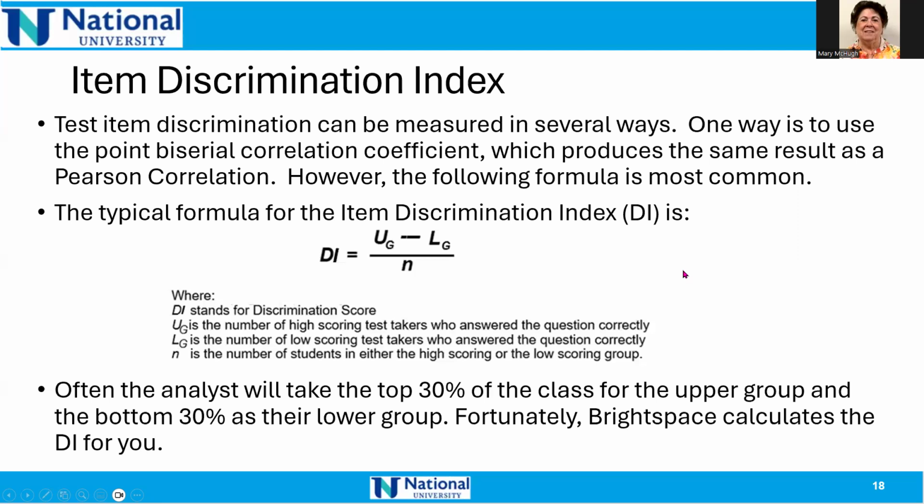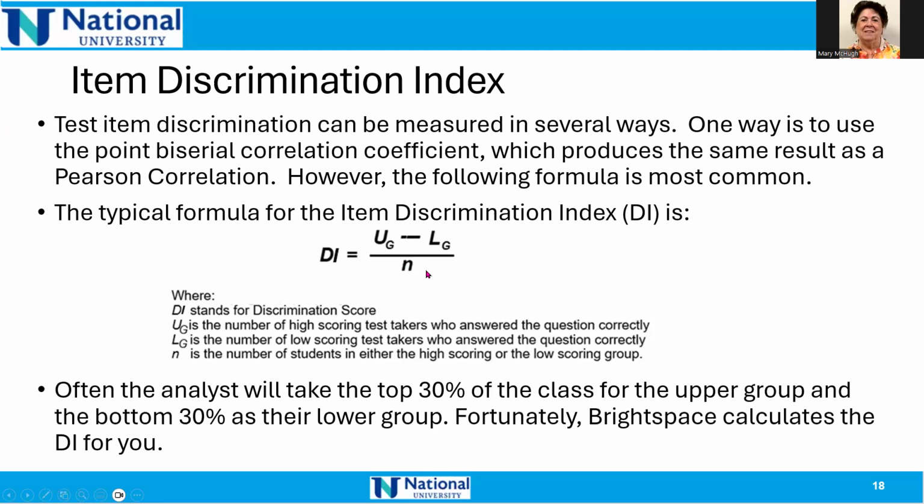Now, there is a formula for calculating the discrimination index. I'm giving it to you, but Brightspace calculates it for you, actually twice in two different ways. And you do not need to memorize this. But basically, it's discrimination index, DI stands for that. UG is the number of high scoring takers who answered the question correctly. So your upper class, the number of your higher scoring students who answered it correctly, minus the number of lower scoring students who answered it correctly, divided by n.